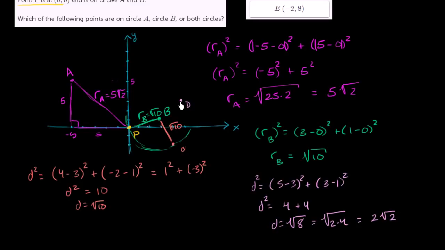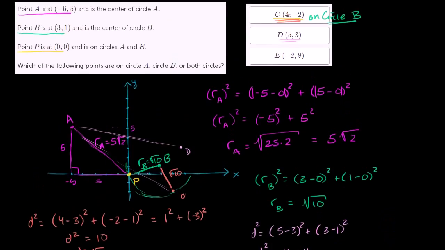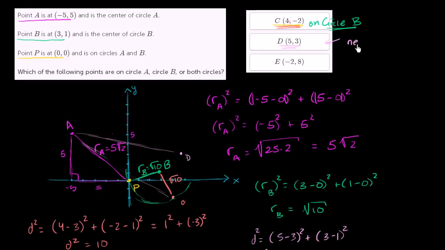So this is a different distance away than square root of 10. So this one right over here is definitely not on circle B. And just eyeballing it, you can see that it's not going to be on circle A. This distance is much further than 5 square roots of 2. And that's also true for point C. Point C is much further than 5 square roots of 2. You can just look at that visually. They're much further than a radius away from A. So this point right over here is neither. This is on neither circle.